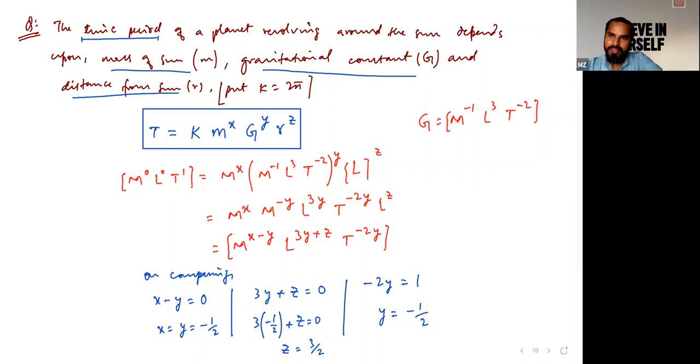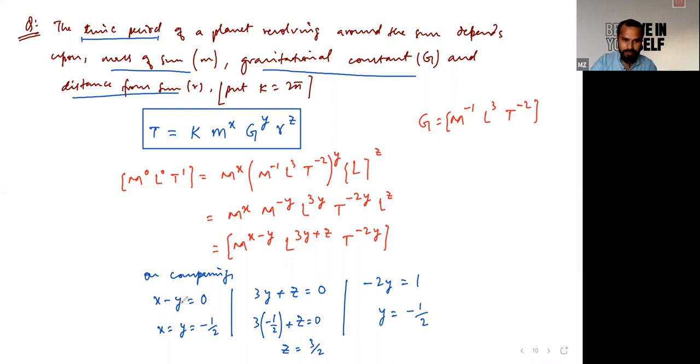Riva, I think you have taken a different part. We have taken r to the power y and g to the power z. Yes, sir, I've done that. Okay, is it okay? Yeah. You may take either of them. Neither, your answer is correct. So x would be plus 1 by 2. Why? Plus 1 by 2, right?